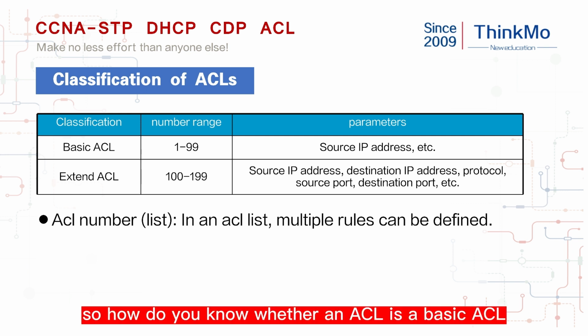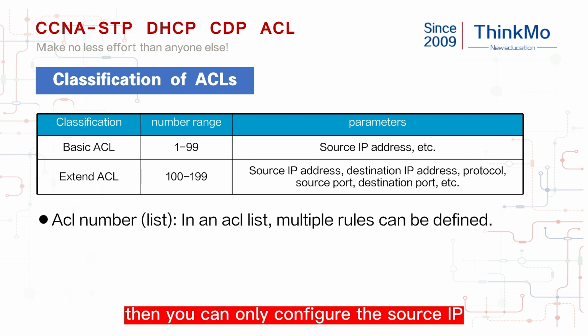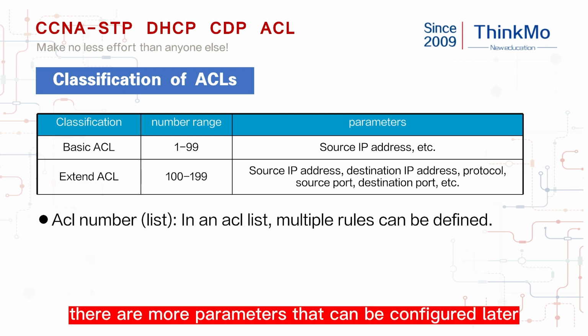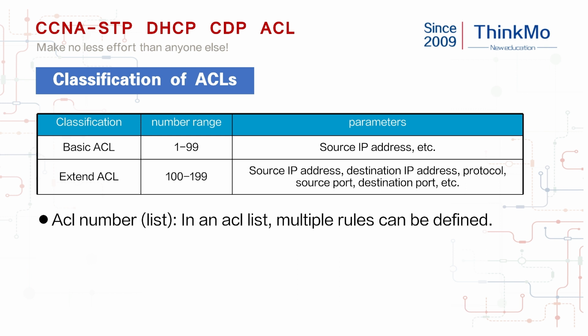So how do you know whether an ACL is a basic ACL or an advanced ACL? When we define ACL, there will be a number on the back. If the number is between 1 and 99, then you can only configure the source IP. If it is between 100 and 199, there are more parameters that can be configured later. Define the basic ACL and advanced ACL based on the number written behind the ACL. Then define the range of parameters that can be matched inside.